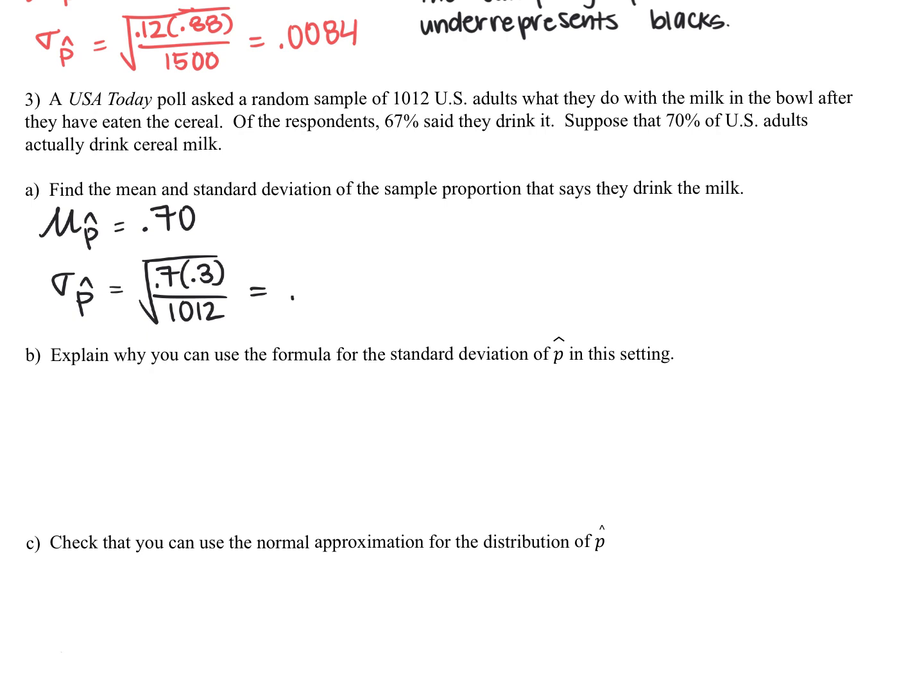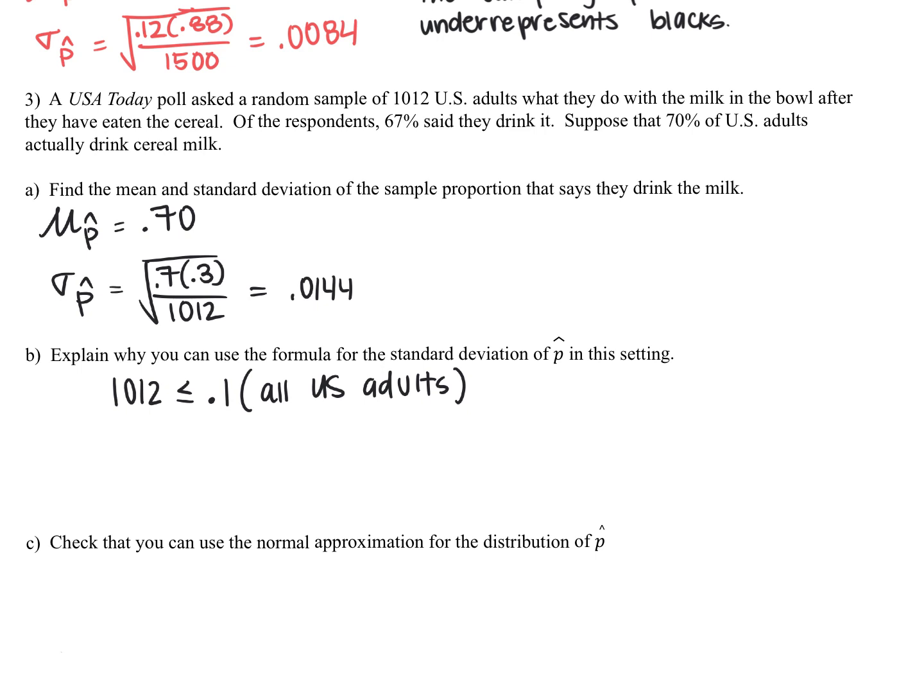and we're going to get 0.0144. So next we're going to explain why we can use the formula for the standard deviation of p hat in this setting. So remember, that's our 10% condition. So our sample size, 1012, has to be less than or equal to 10% of our population, which in this case would be all U.S. adults.